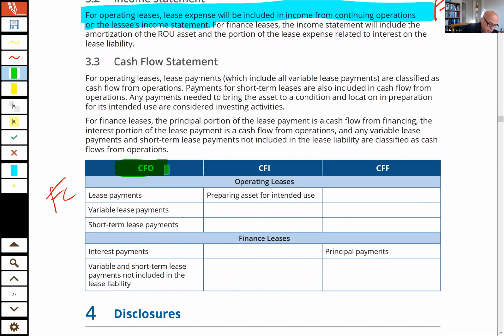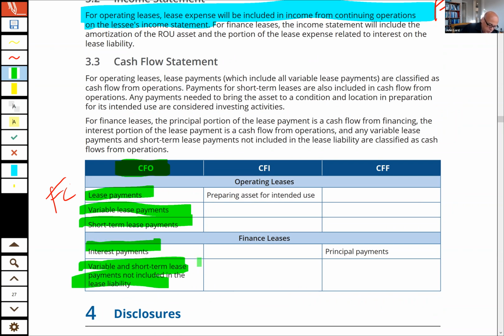Notice when in doubt, included in cash from operating activities: the lease payments, variable lease payments, short-term lease payments, interest payments. The only thing that changes a little bit is any money you spend preparing the asset for its intended use. So if you've got to fix the machinery or something and you spend some cash on that, that is considered part of our cash flow from investing activities.